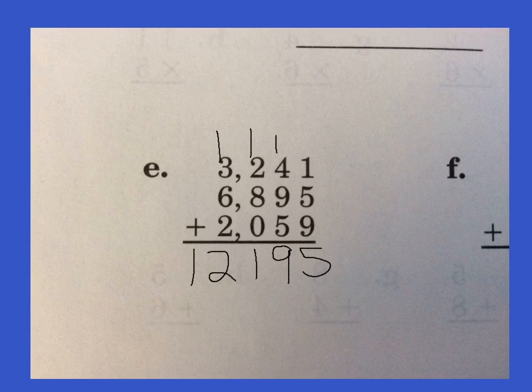And so we count 1, 2, 3 places over, and that's where our comma needs to go. We have 12,195.